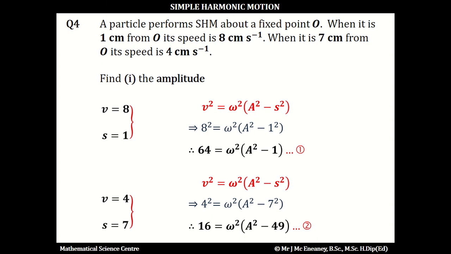If we divide equation 1 by equation number 2, you get 64 over 16 equals omega squared times (a squared minus 1) all over omega squared times (a squared minus 49). Now the omega squareds cancel on the right hand side. On the left hand side, 4 then just equals (a squared minus 1) all over (a squared minus 49). If we bring the a squared minus 49 across and multiply, we get 4 times (a squared minus 49) equals a squared minus 1.